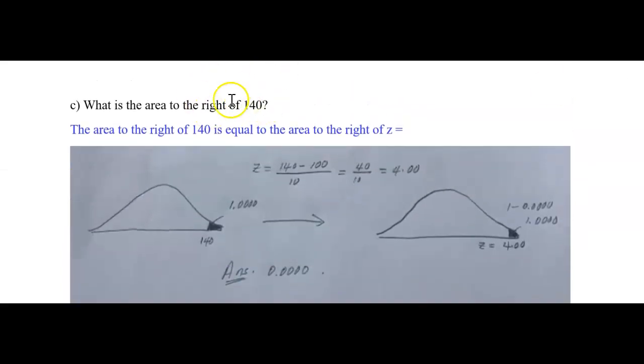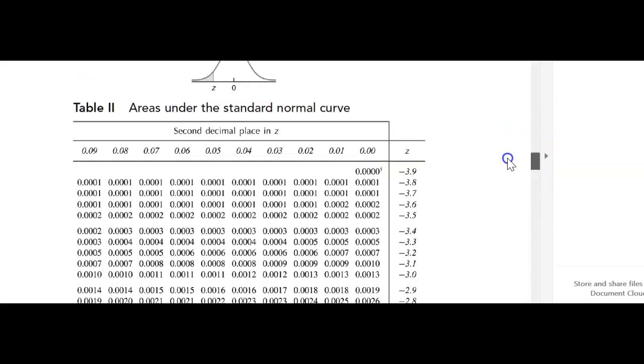What is the area to the right of 140? Well, again, it's going to be 0, and I'll show you why. I'm interested in the area on the right side of 140, but I can't use table 2 using 140. I have to use the z-score for 140. So I've calculated the z-score for 140: 140 minus 100 divided by 10, x minus the mean divided by the standard deviation. And we have 4. So I need the area to the right side of 4.